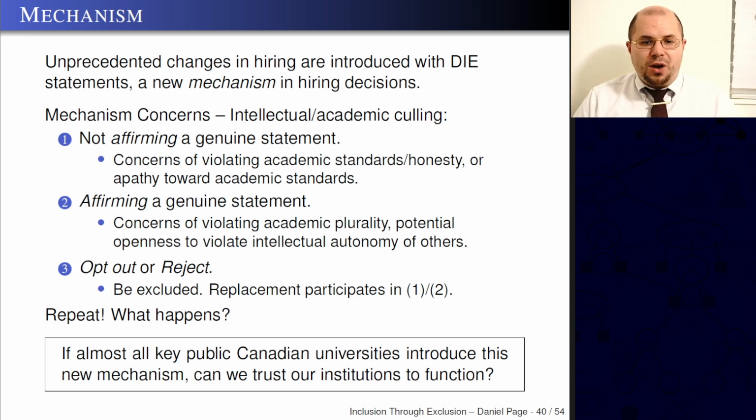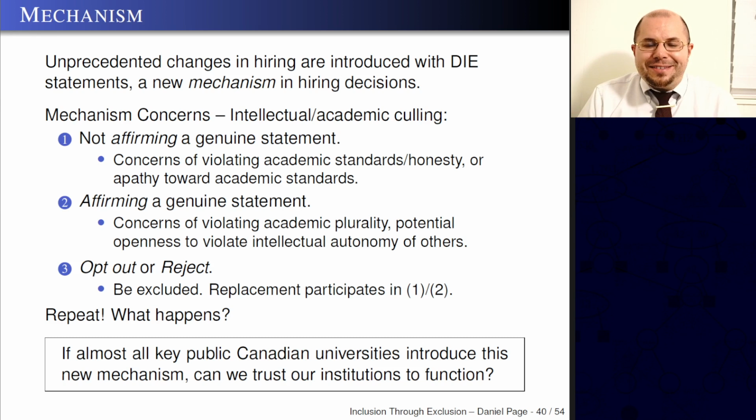The third is, of course, to opt out or reject. And this is to be excluded. And as you know, if you get excluded, you're the yellow dot. That's what the yellow dot is in the framework we talked about. That's number three.